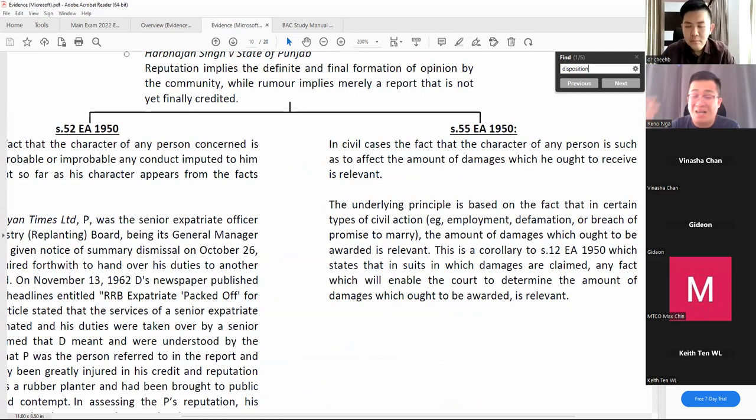Another very good example is a defamation case. Because in defamation, how much are the damages? It depends on your character. So in that case, character will be relevant to show damages for a civil case. This is for civil case.